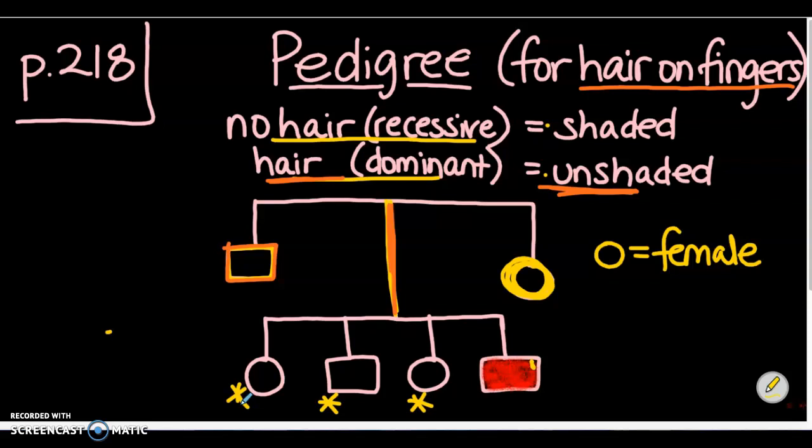Then number 23, do both parents have only dominant genes for this trait? No, they don't. And the reason is, since one child displays the recessive gene of no hair on fingers, both parents must carry that recessive trait. Okay? I hope this helped you guys answer these two questions, so make sure you go back and look at your answers and see if you did it correctly.